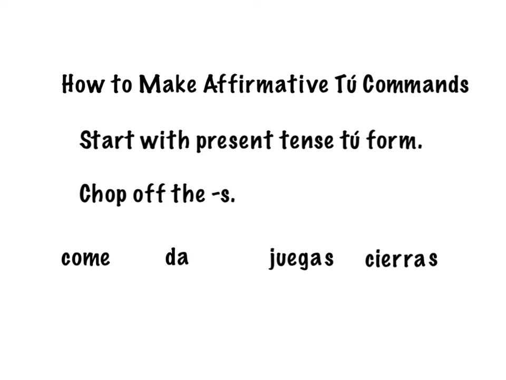The reason that we do it is we want to make sure we get all the little stem changers. If we start with the present tense tú form and chop off the S, then we have a super short list of irregulars to learn later on, because we already remember that we have the UE or the IE or the I in stem changers. So same process here. Tú juegas, you play, and we make the S disappear, and it's juega, play. If I want you to close the door, I'll take cierras, chop off the S, cierra. So come, da, juega, cierra mean eat, give, play, and close.